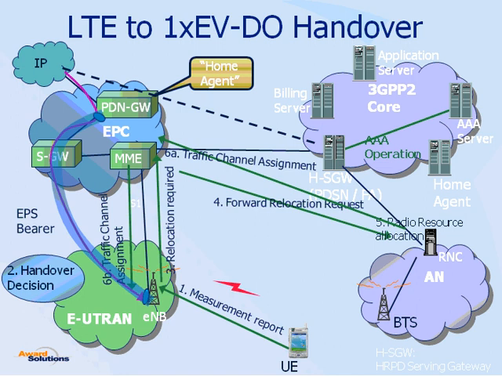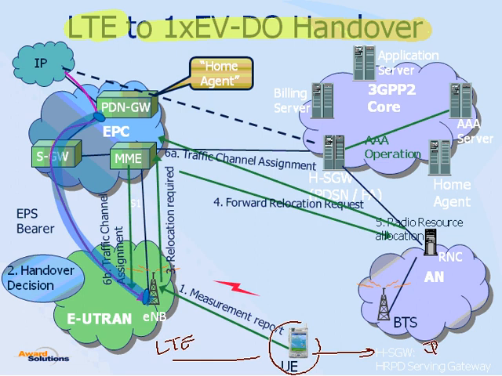Okay. So here is the interworking between LTE and DO. So this mobile device is leaving the LTE coverage area, entering the DO only area, let's say. Since we are going outside the LTE coverage area, we have a poor radio environment in LTE, and we are getting a better quality signal from the DO system.